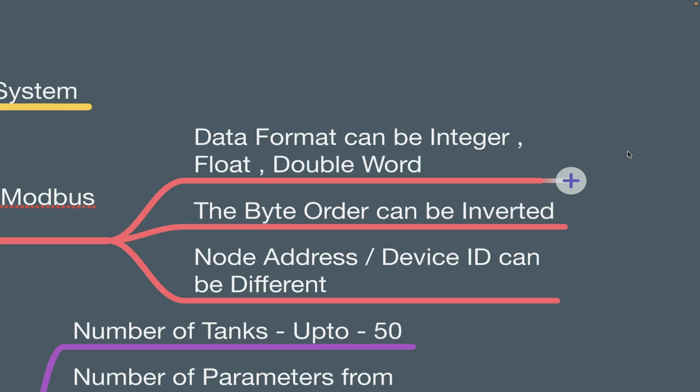So we should have a facility for selecting what kind of word it is: integer, float, or double word. There is also a possibility with the float. Sometimes, depending on how manufacturers put the data inside their intelligent devices, we have found the byte orders are inverted. So we should have the option of changing the byte order for a float, so that we get the correct reading.